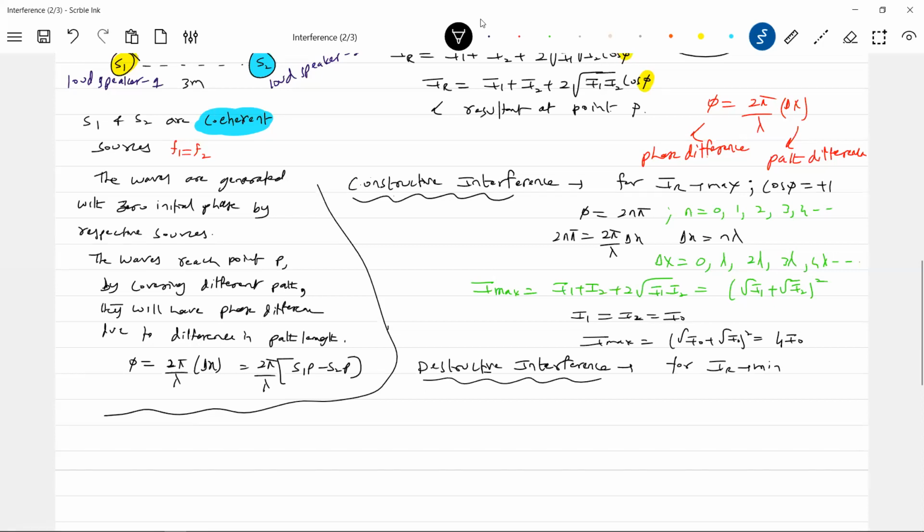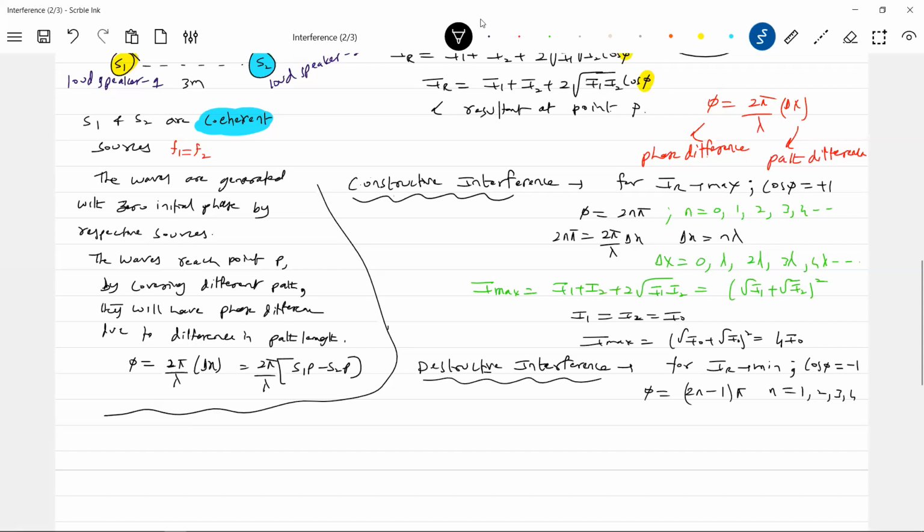For I_R to be minimum, cos phi should be equal to -1. For cos phi to be -1, what should be the values of phi? 2n minus 1 pi, that one. So then what are the values of n? n is 1, 2, 3, 4, and so on.